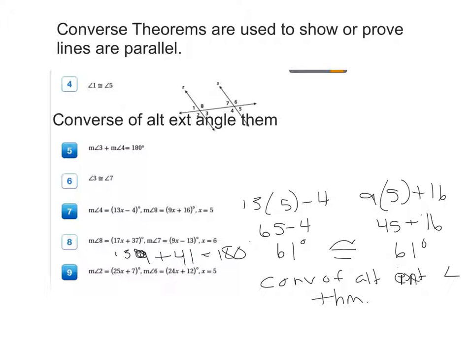Okay, for number 9, when we plug that 5 in, 5 times 25 is 125, plus 7 is 132. For measure of angle 6, plug the 5 in, 24 times 5, 20 times 5 is 100, 4 times 5 is 20, so 120, plus 12, which is 132. So when I look at angle 2 and angle 6, they should be congruent, as they are. And if they are congruent, then the lines are parallel by converse of alternate exterior angle theorem.